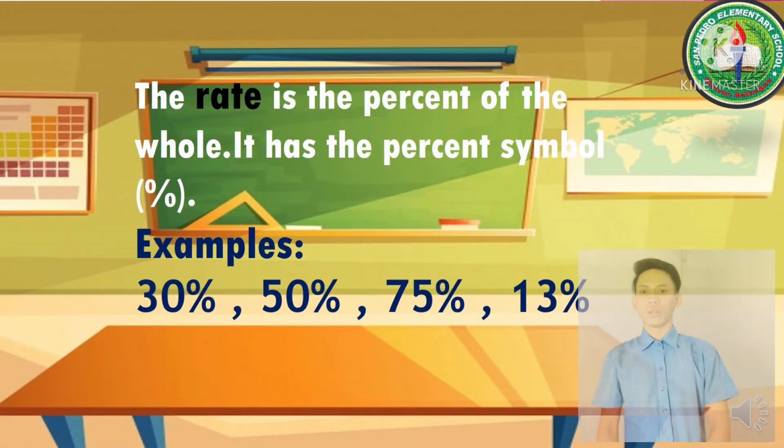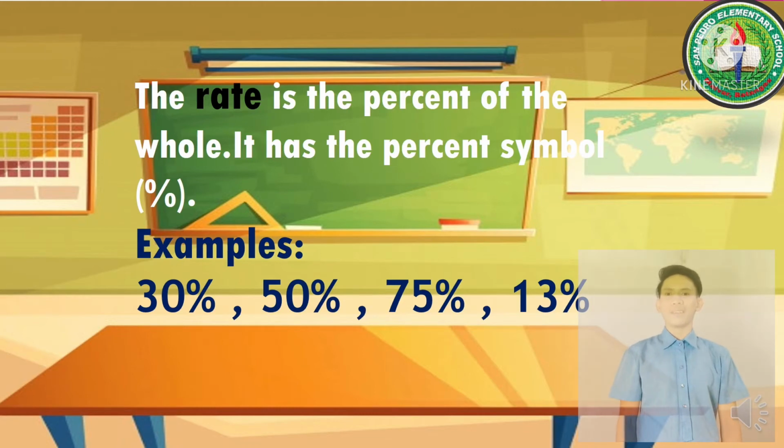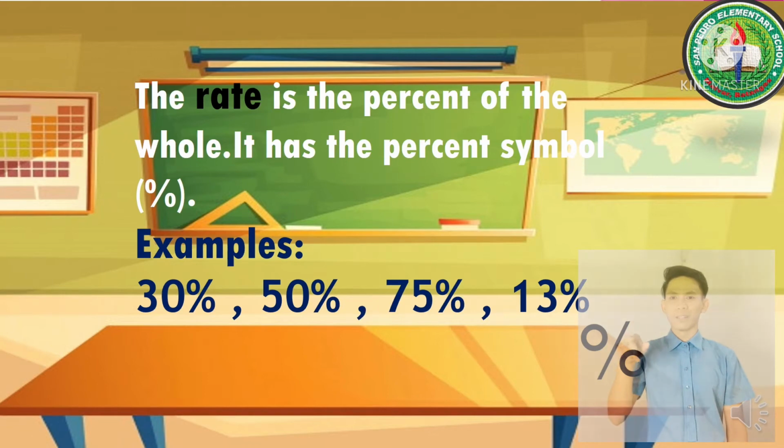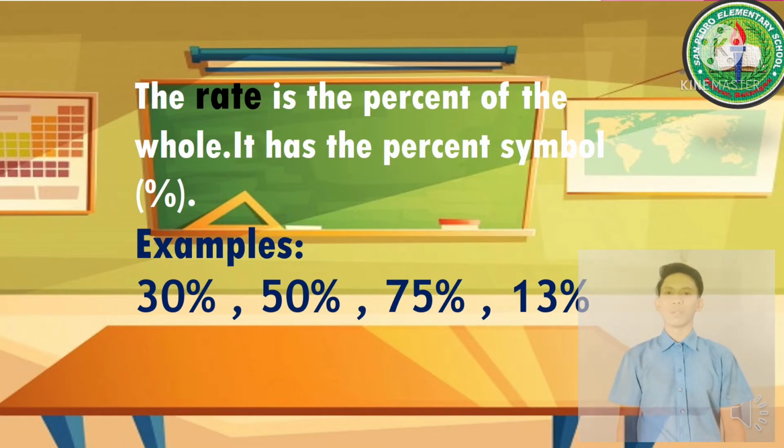Okay, the first one will be the rate. So what is rate? So the rate is the percent of the whole. It has the percent symbol. So examples of that can be seen in a number is 30%, 50%, 75%, and 13%.